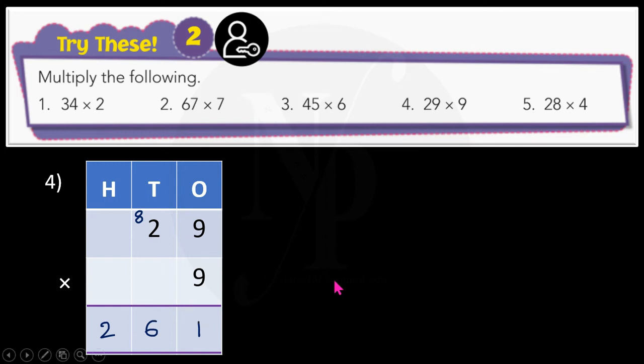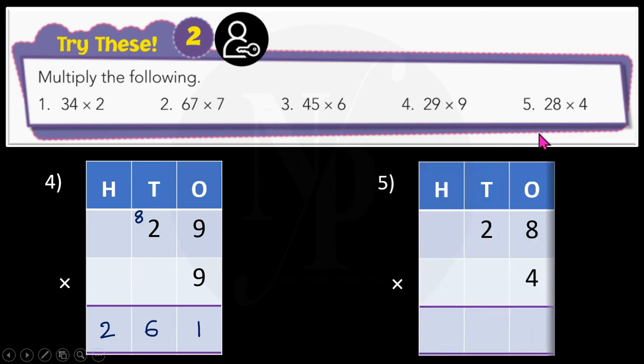Now let us move to the next and last question. Question number 5. 28 into 4. We will write down these numbers in place values table as shown here. 28 and 4. We will multiply first 8 by 4. That is 4 8s are 32. So in 32 there are 3 tens and 2 ones.